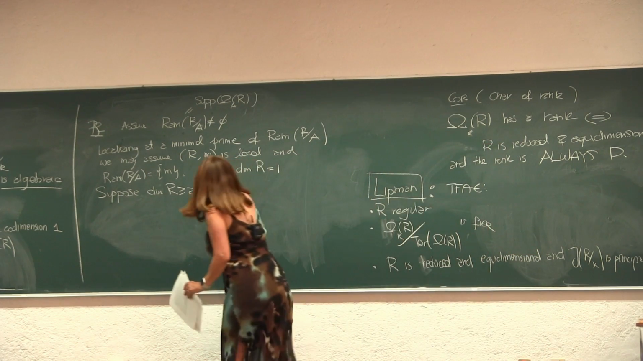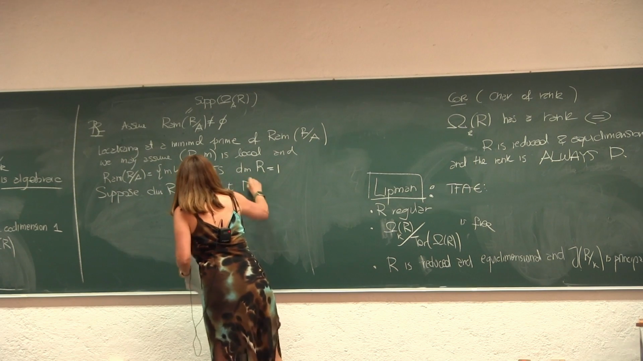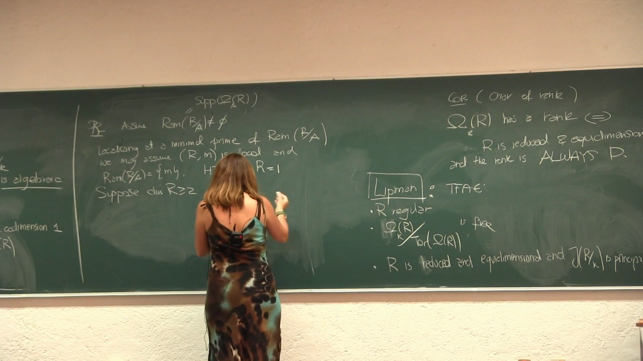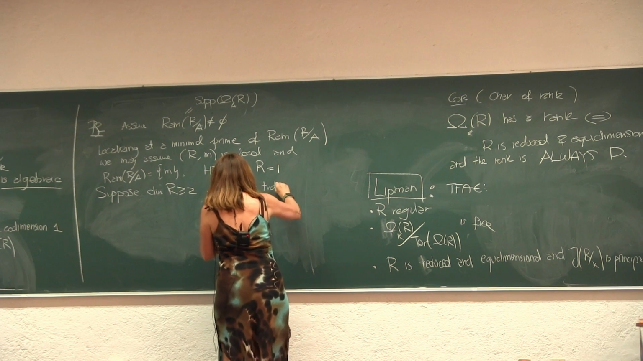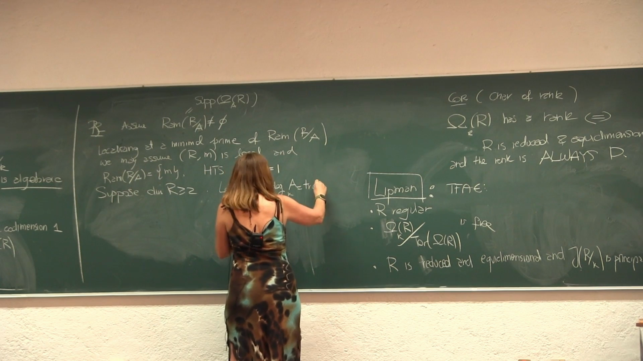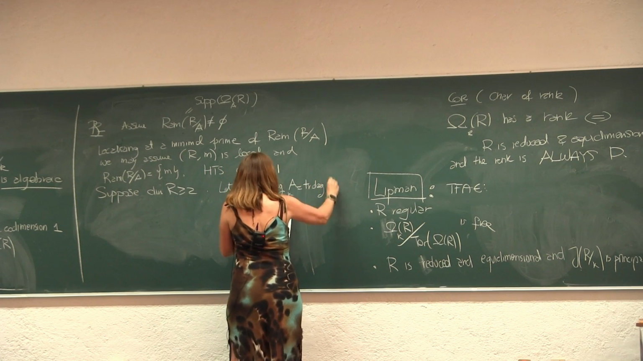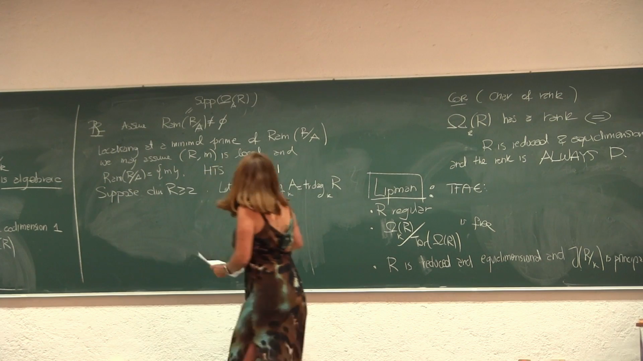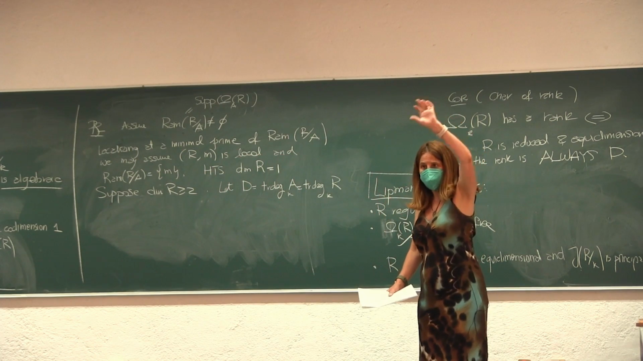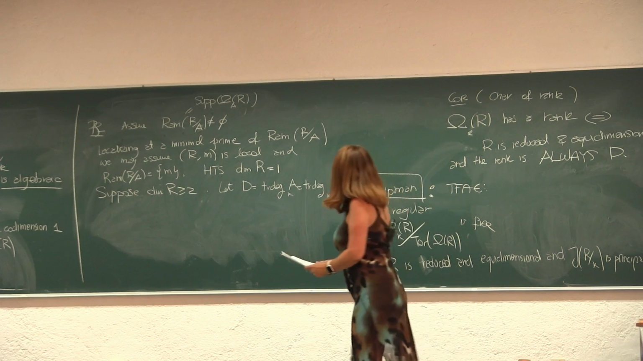So we can assume the dimension is at least 2. And remember, D is our dimension of R, so I can actually write it as the transcendence degree of A over K, which is the transcendence degree of the quotient field over K.